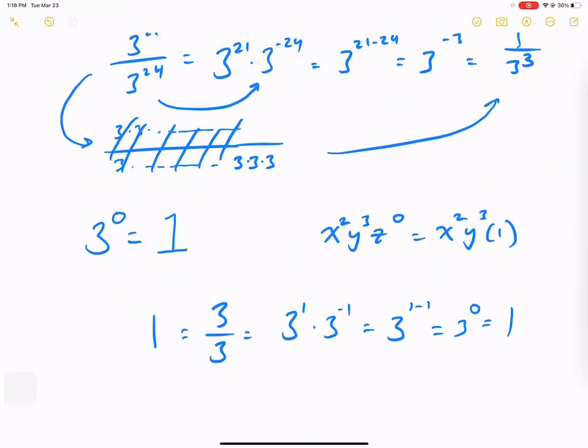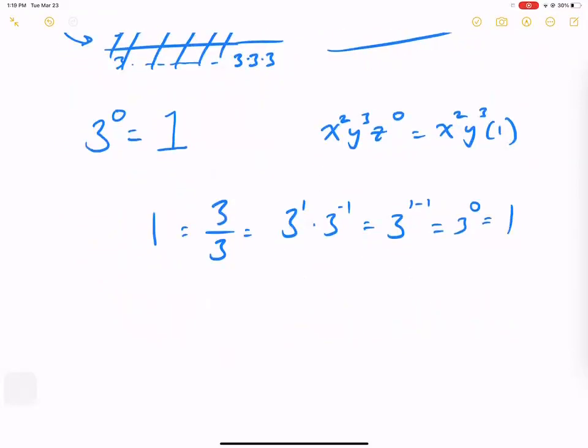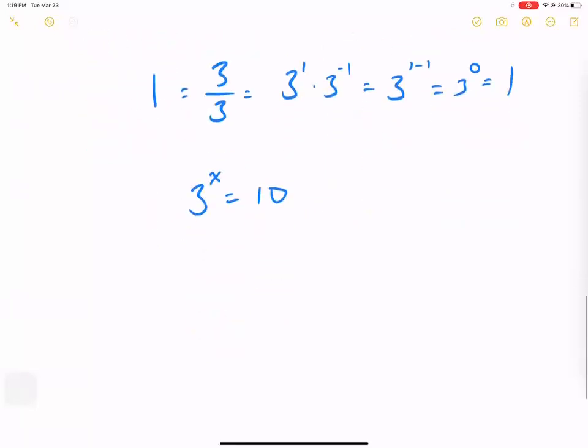Now, so far we've been dealing with nice whole numbers. But let me give you a question where there might not be an answer. 3 to the x power is equal to 10. Now, is there an answer here? Well, let's do a little guess.